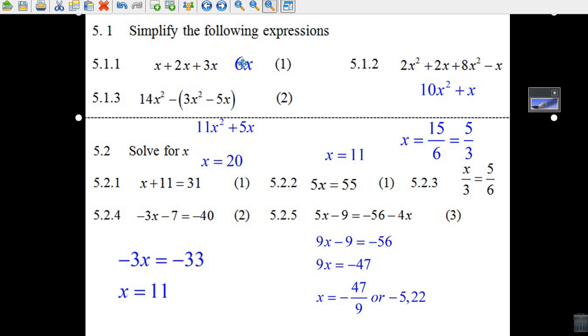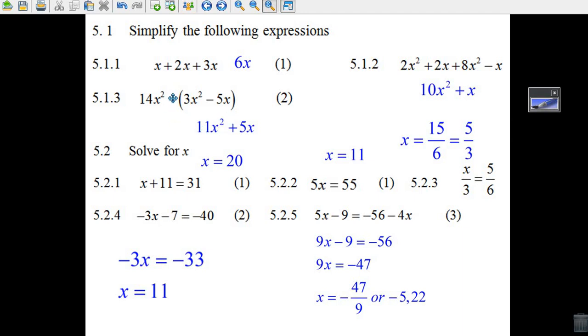Now, this question, these brackets often mess people up. I'm not sure why, but they really do. This is 14x squared minus 3x squared in the bracket. You are subtracting 3x squared. Well, 14 minus 3 is 11, so that's your answer, 11x squared.